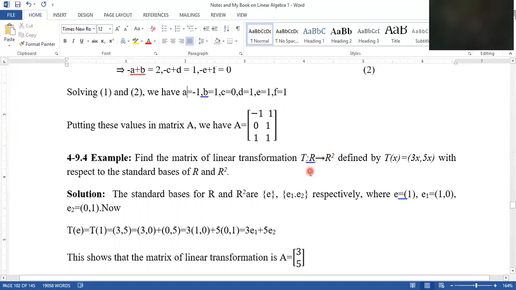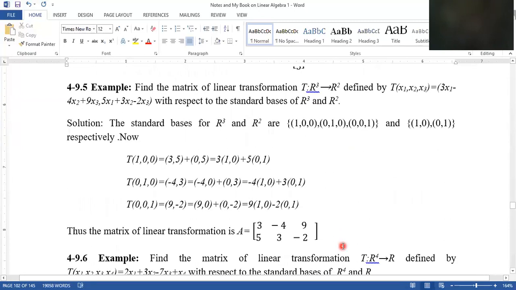Sorry, 2 cross 1. So here we get the same order of matrix of transformation. So dear student, let us take another example. It's quite an interesting example. Find the matrix of the linear transformation from R cubed to R squared defined by this linear transformation, with respect to the standard bases of R3 and R2.